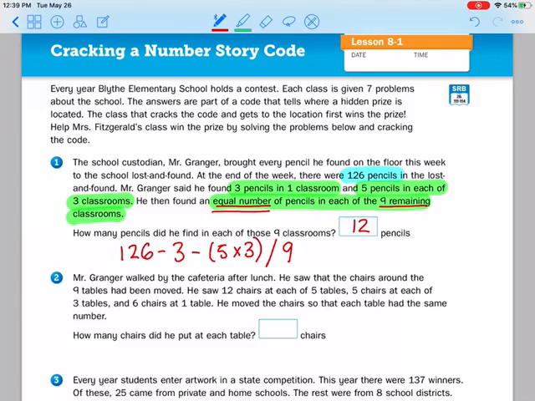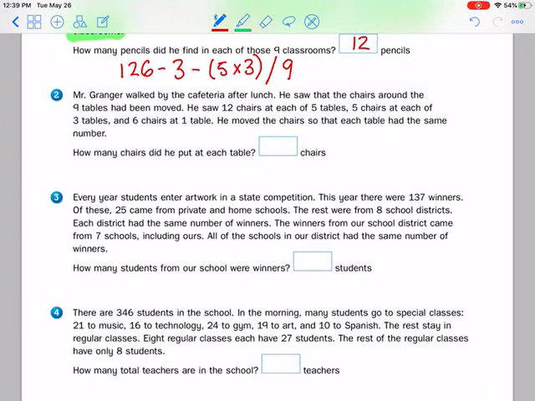Okay, so we cracked that code for number 1. Number 2, Mr. Granger walked by the cafeteria after lunch. He saw that the chairs around the 9 tables had been moved. He saw 12 chairs at each of the 5 tables, 5 chairs at each of the 3 tables, and 6 chairs at 1 table. He moved the chairs so that each table had the same number. How many chairs did he put at each table?